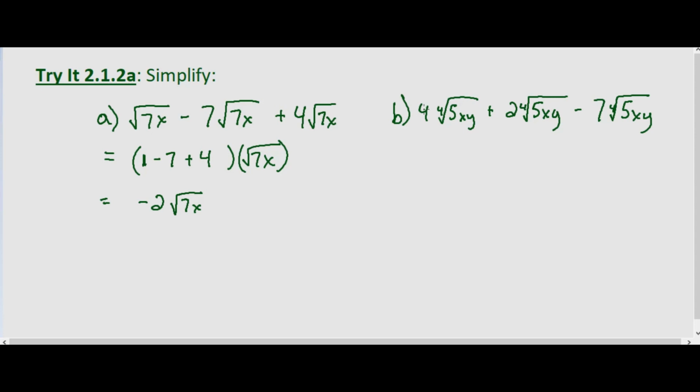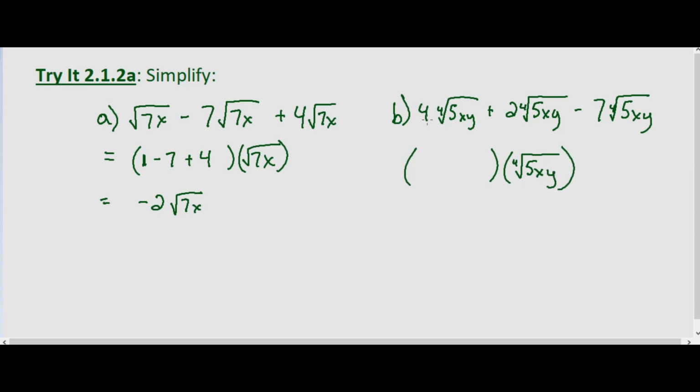Part B, we have 4 times the fourth root of 5xy, plus 2 times the fourth root of 5xy, minus 7 times the fourth root of 5xy. Again, like radicals, each radical is the fourth root of 5xy. So let's factor that out, the fourth root of 5xy.